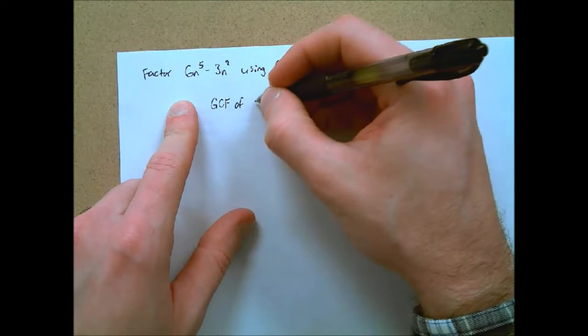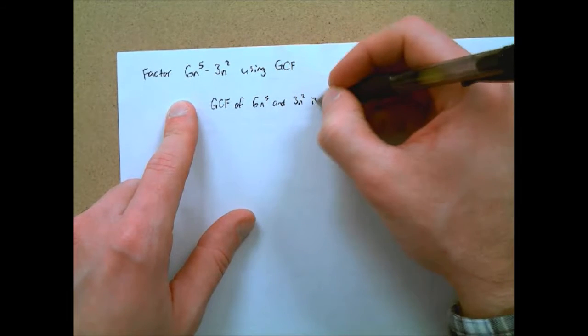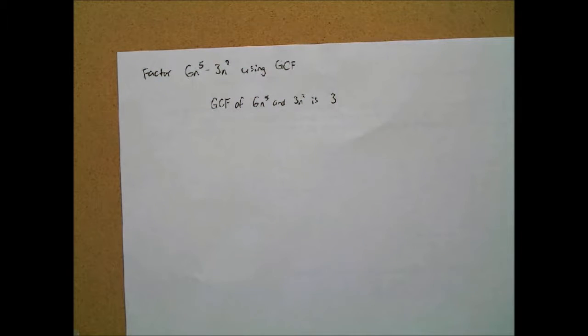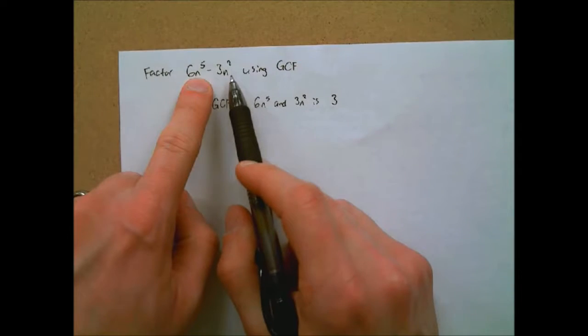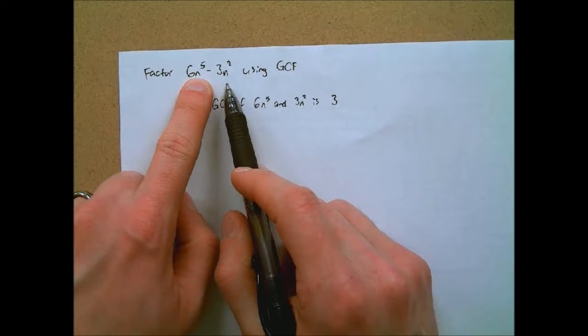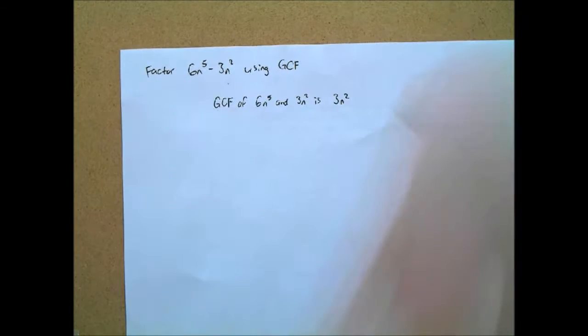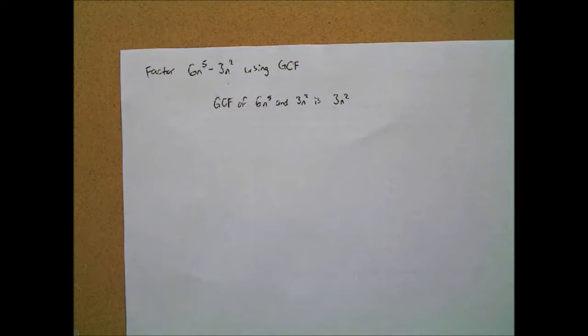So the GCF of 6n to the 5th and 3n squared is going to be 3. And how many n's do each of these have in common? They have one n, but they have more than one in common. This is n to the 5th. This is n squared. So how many total n's can we divide out from both? Two of them, right? This is an n squared and n squared. So we can take out 3n squared.